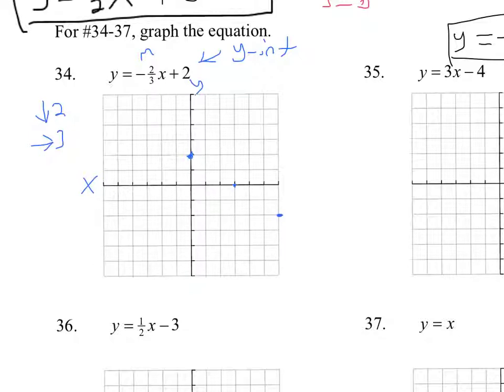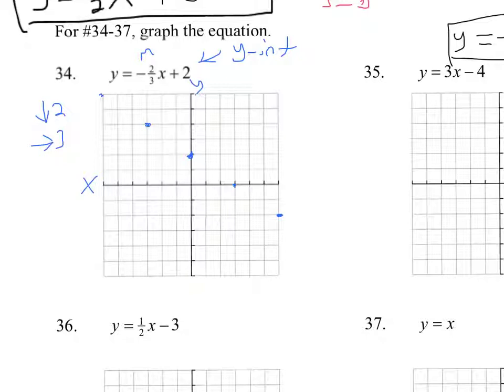The more dots you have, the better line that you're going to draw. So really I could also go up 2 and left 3. I could do the opposite and go up 2 and left 3. I could do it again, up 2 and left 3. I would do as many times as you can. That way you can draw as straight of a line as possible.